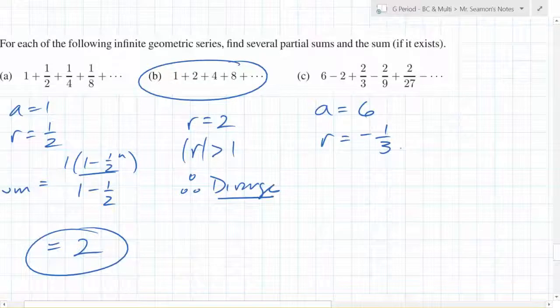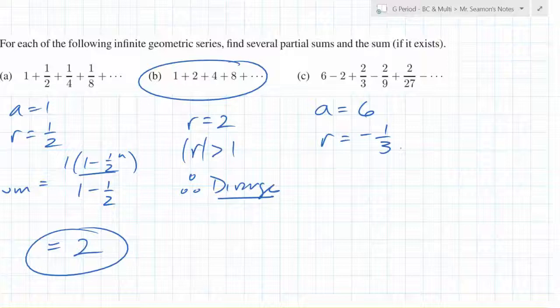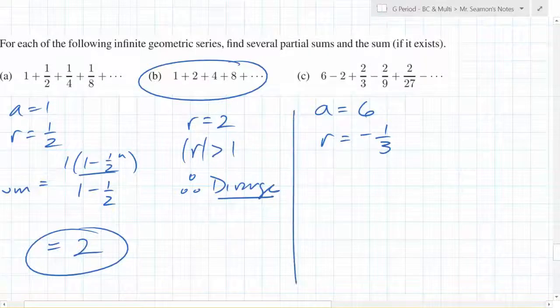Looks like it's negative 1/3, right? Negative 1/3. Are we allowed to have an r value that's negative? Yeah, sure. The math for setting up that formula doesn't change. So can we use the formula? Yes. So we know the sum, what's that going to be?